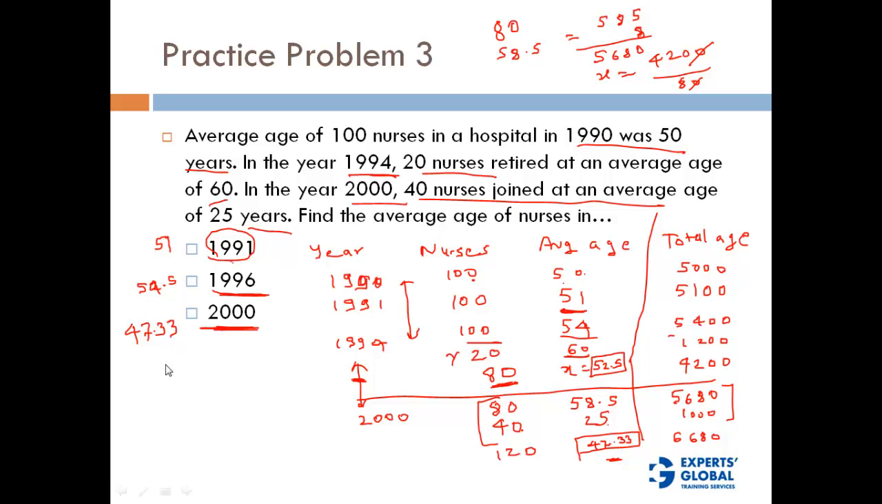It's a pretty interesting problem. If you require, you can revise the problem by rewinding the video. The main concept here was to understand the composition of nurses, assigning them an average age, and then splitting out the bunch of nurses with different average ages. Then we use total age as a parameter that helps us in figuring out the average of the new set of nurses.